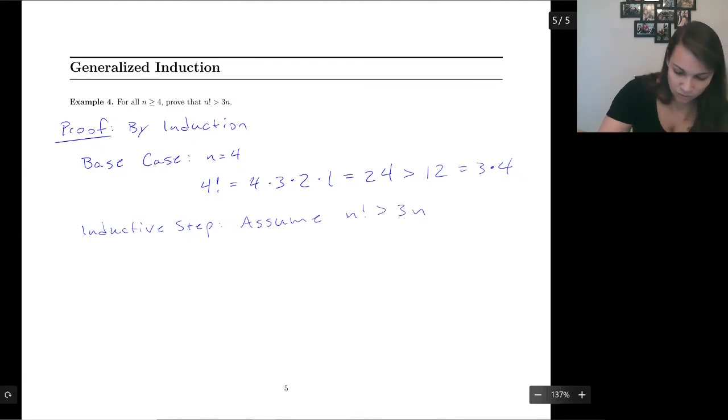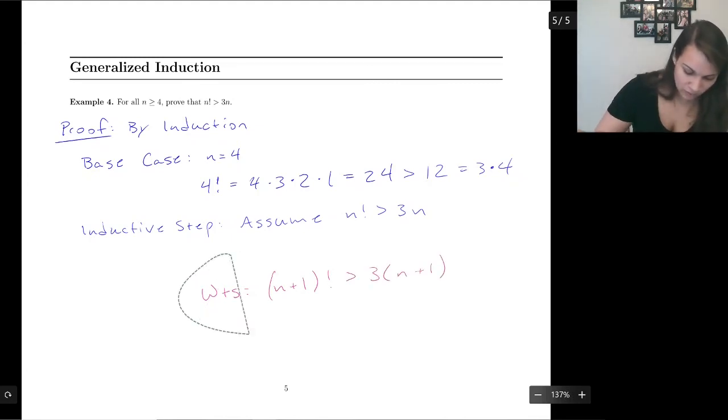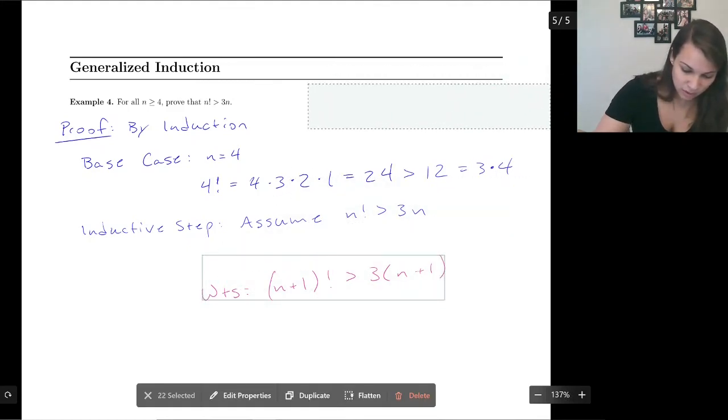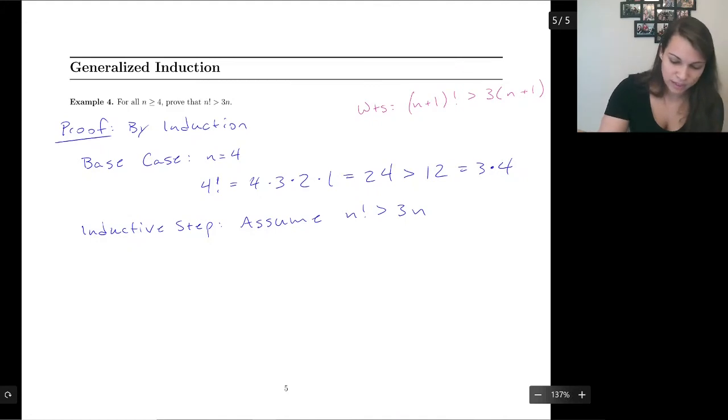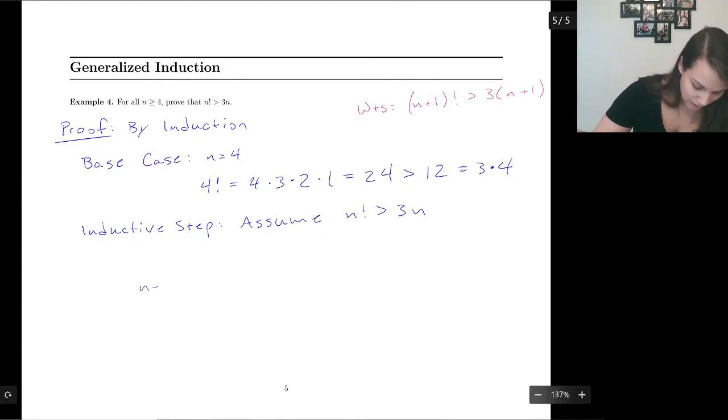And then just like before, I'm going to write out what I want to show, which is n plus 1 factorial is going to be bigger than 3 times n plus 1. I'm going to put that off to the side somewhere so that I can keep track of it. But that is not my proof. So let's start with the left-hand side. I've got n plus 1 factorial.